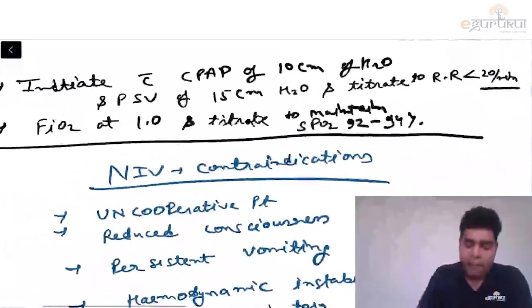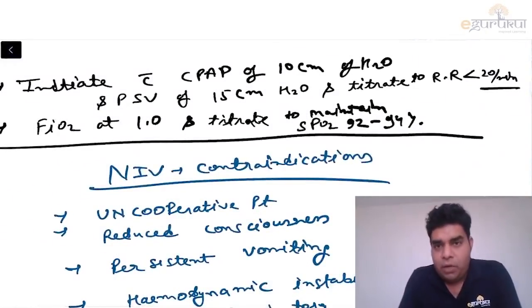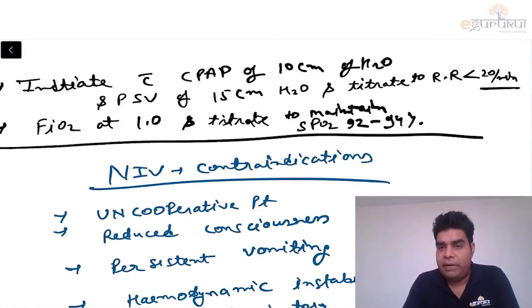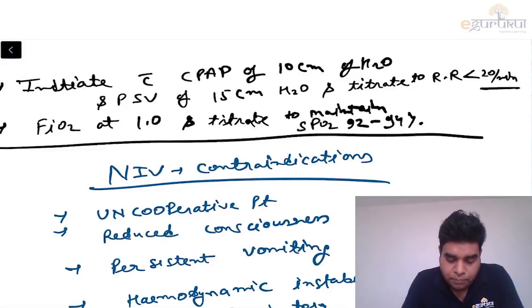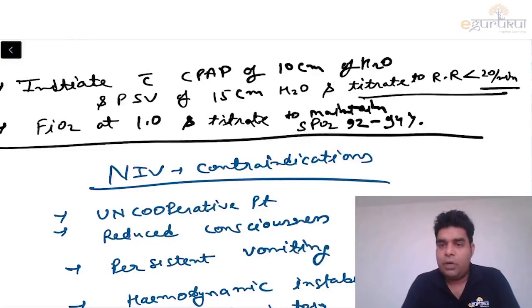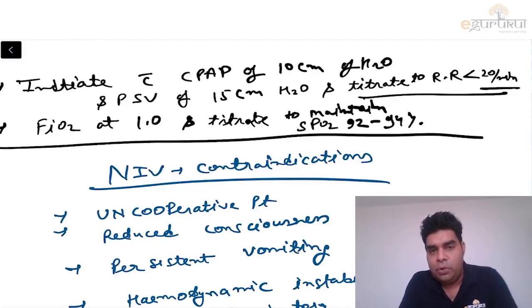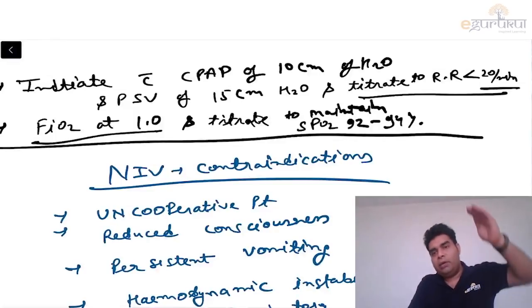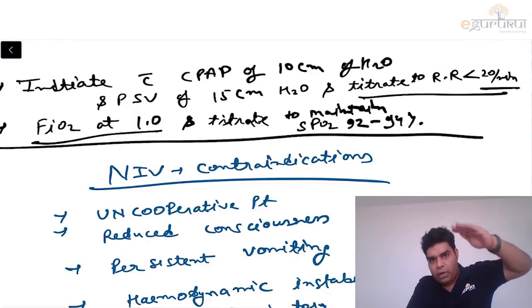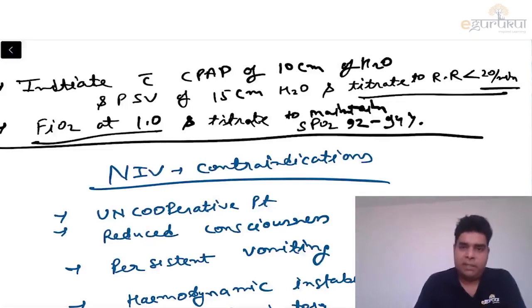How to give CPAP? They say that we have to initiate the CPAP at a pressure of 10 centimeters of water, and then we have to move to 15 centimeters of water and titrate to a respiratory rate of less than 20 per minute. And we always start with the highest FiO2. What is the highest FiO2? 100%, 1. And then we go down, FiO2 gradually goes down, and we maintain it at 92 to 94%.